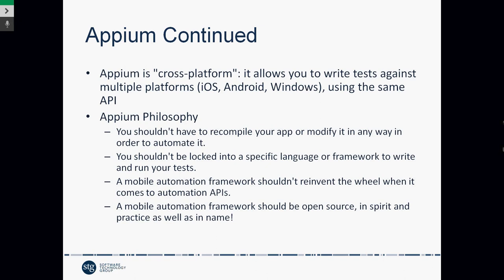Backend philosophy. Love this philosophy. You shouldn't have to recompile your app or modify it in any way in order to automate it. You shouldn't be locked into a specific language or framework to write or run your tests. A mobile application automation framework shouldn't reinvent the wheel when it comes to automation APIs. It does not reinvent anything. It sees it, it's going to interact with it. And it should be open source.